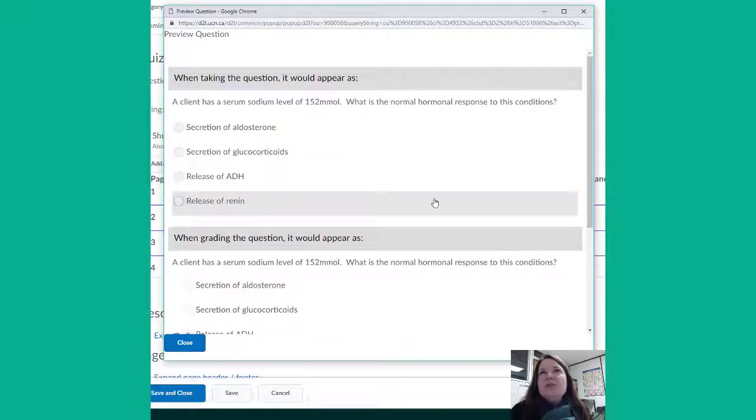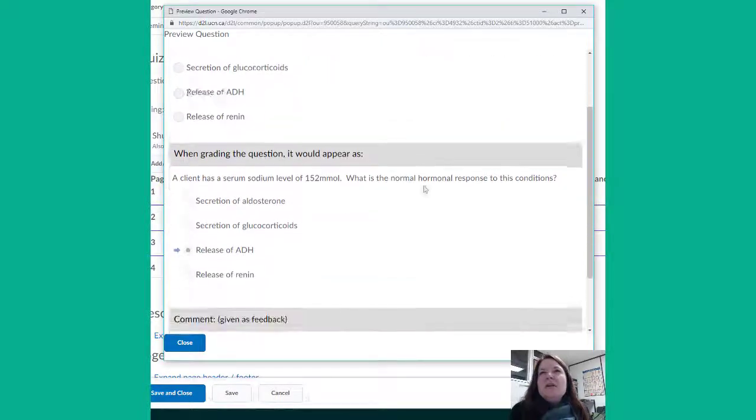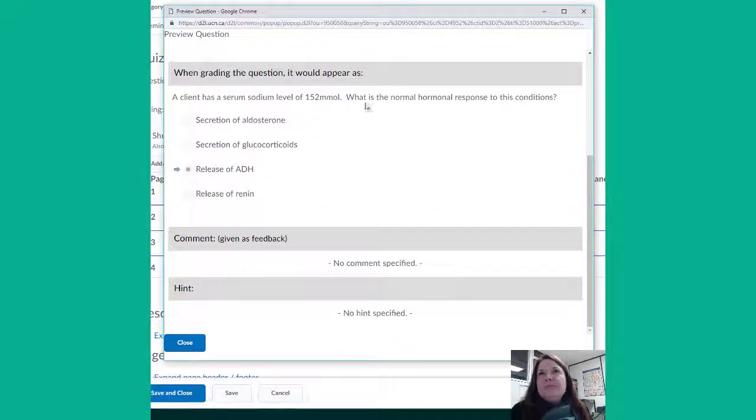Here's question number 2. Our client has a serum sodium level of 152. What is the normal hormonal response to this condition? When grading the question, here we go. We should know that this is a high sodium level. Our sodium should be at highest 145. So this is high. The correct answer is release of ADH.